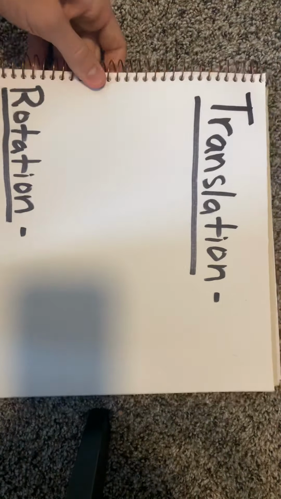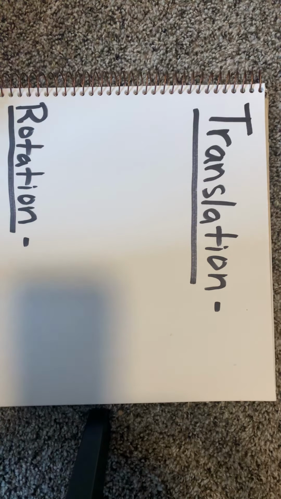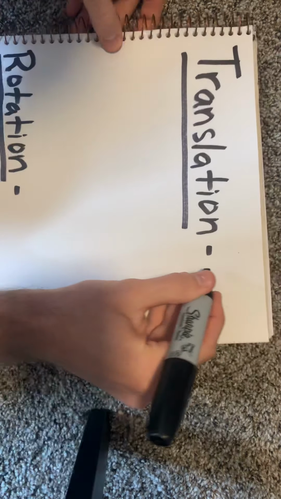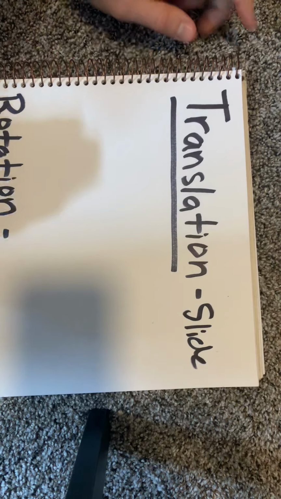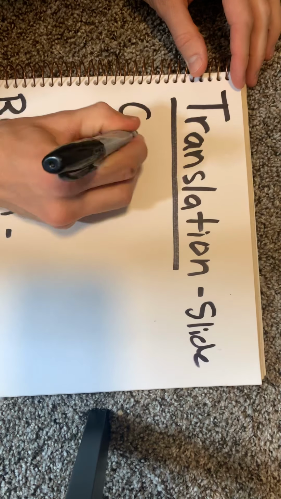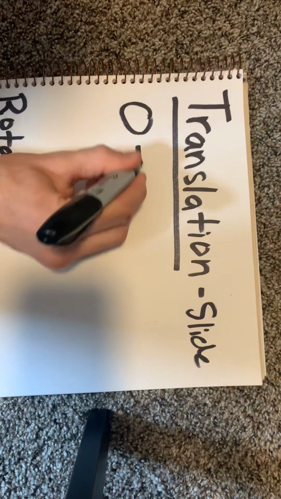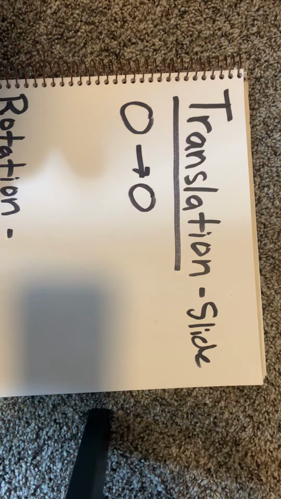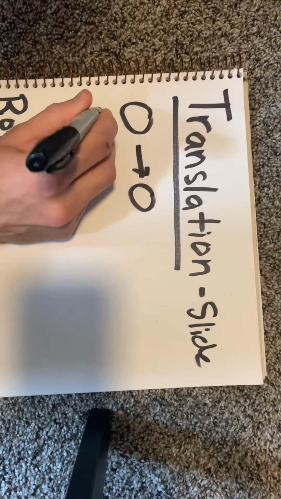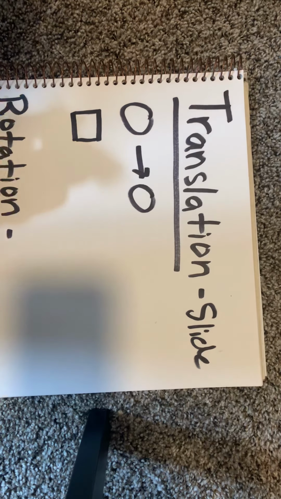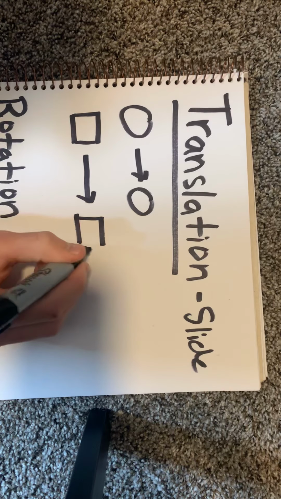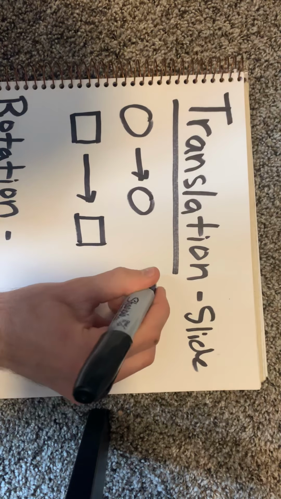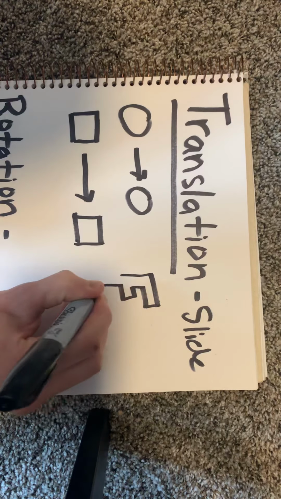Translations and rotations. Our first one, translation, is going to be a one-word definition for it, a slide. This one's pretty simple. All that's going to happen is if I have a circle right here, if it becomes a translation, it just slides to the side, and now it's over here. It doesn't rotate, it doesn't flip, it doesn't do anything special. If I have my square right here, the translation of it, it's going to slide to the side. Now it's over here.